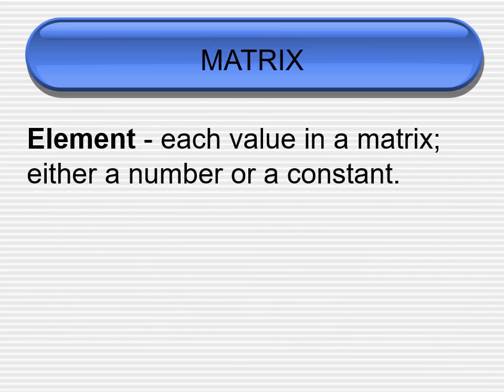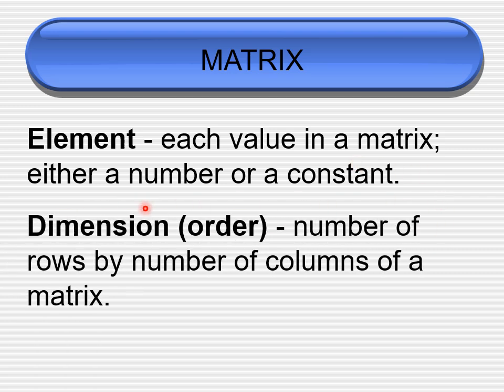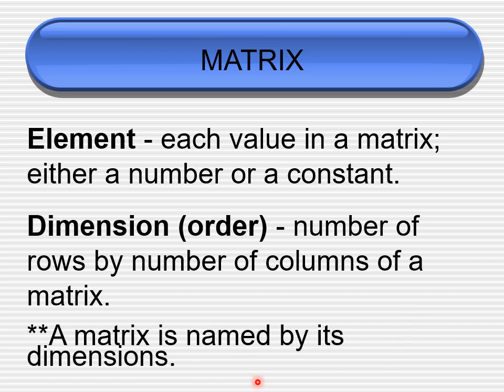Each value in a matrix, either a number, a constant, or any variable like x and y, is called an element. The dimension, as we said, is the number of rows by the number of columns. A matrix is named by its dimension, so we always say matrix A 2 by 3, matrix B 1 by 5, and so on.